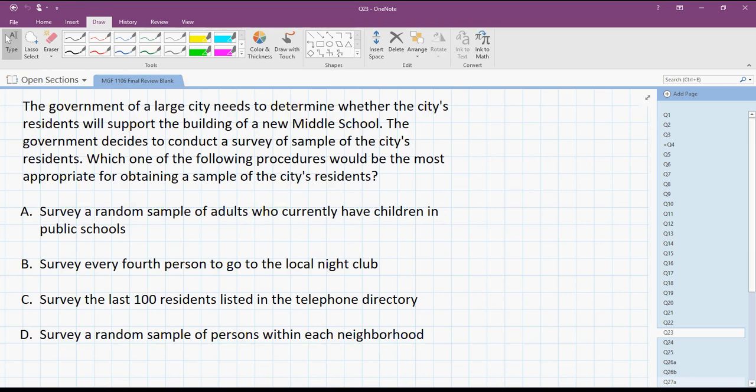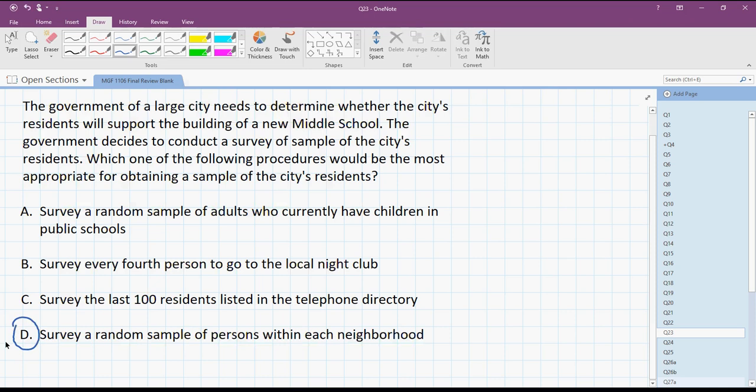So, should we random sample adults who currently have children in public schools? Should we survey every fourth person that goes into a local nightclub? Should we survey the last 100 residents of a telephone book? Or should we random sample persons within each neighborhood? The last one, yeah. The last one.